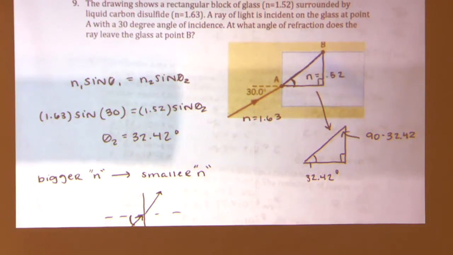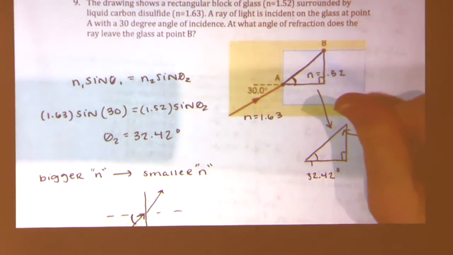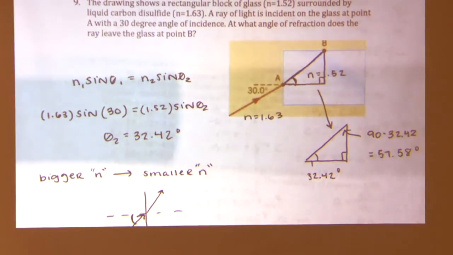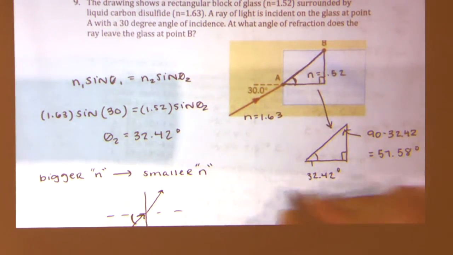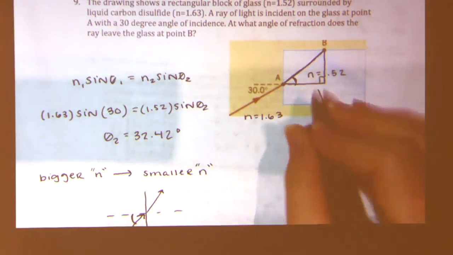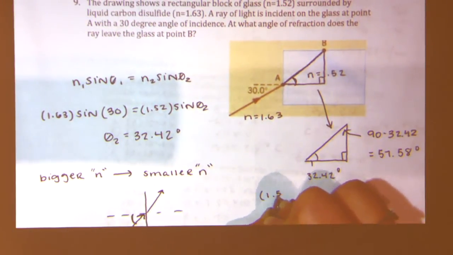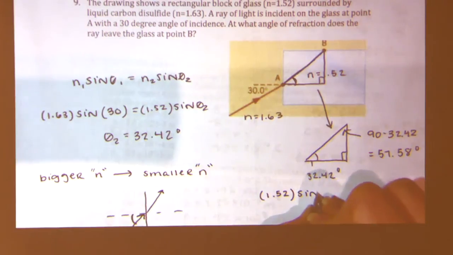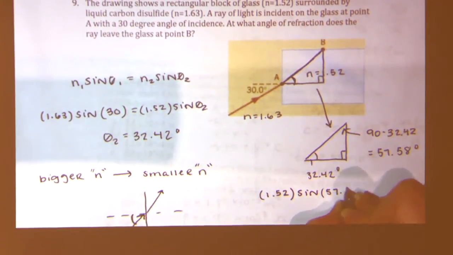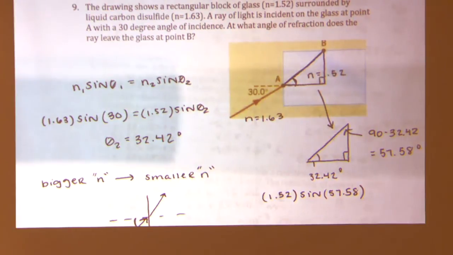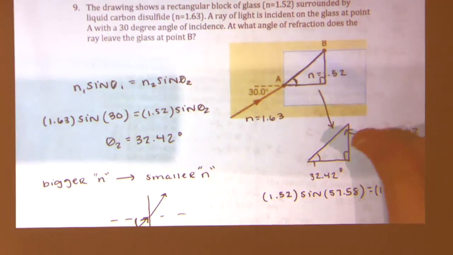And what did I get? It looks like I got 57.58 degrees for that angle. So now that one is going to be our new theta 1, because we have to do Snell's law again to get back out of the glass. So, second round of Snell's law. Now we're starting in the glass, so our n1 will be 1.52. And we're leaving the glass at 57.58 degrees. And now we're going back out to the carbon disulfide, so our n2 will be 1.63.